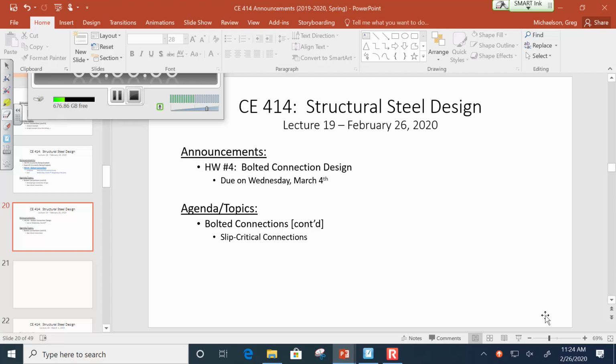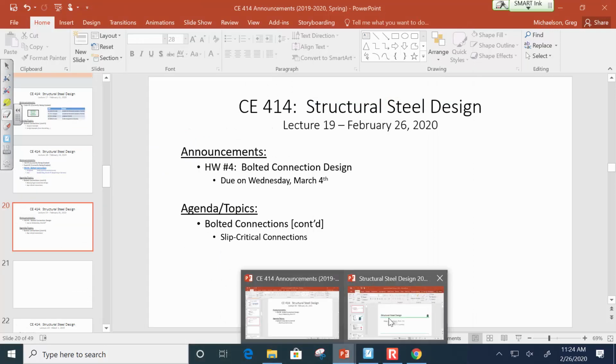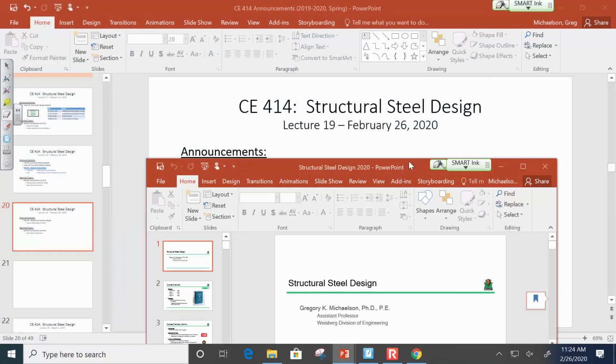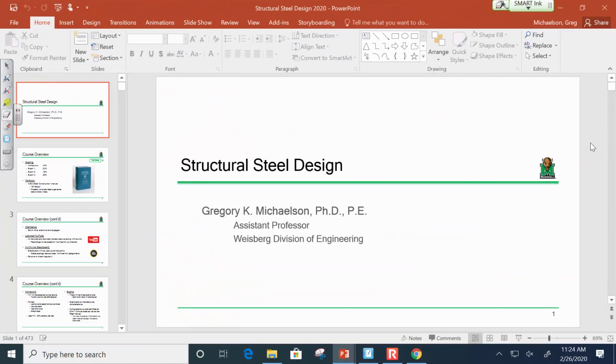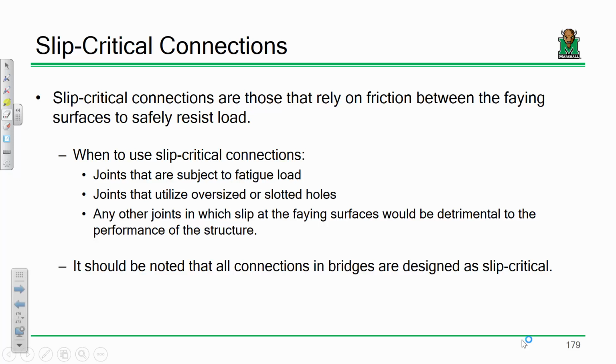I want to just jump right into it and start talking about slip critical connections. I'm going to pull up my little Google Chrome box, because that sounded really technical, Google Chrome box, because I want to pull up an image of something that's going to become relevant here in a second.